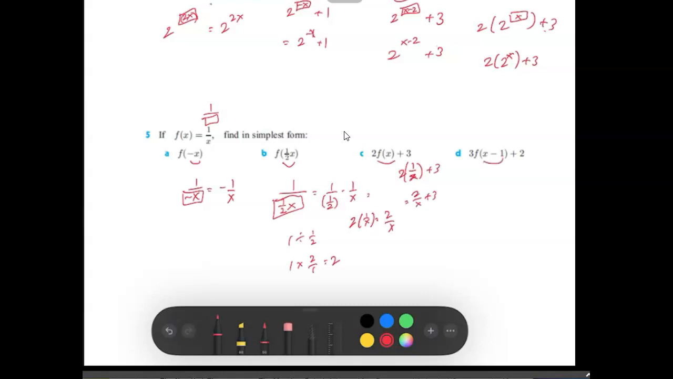And 3 times x minus 1 in parentheses plus 2, the x minus 1 goes into the box, plus 2, so it would be 3 over x minus 1 plus 2. And that is the end of page 3 and 4.